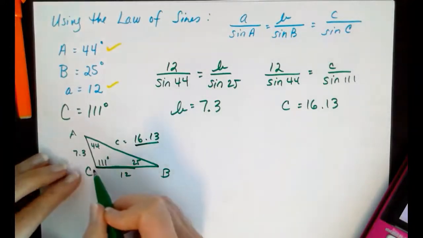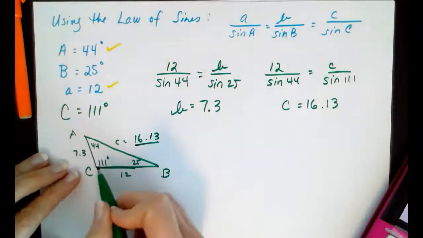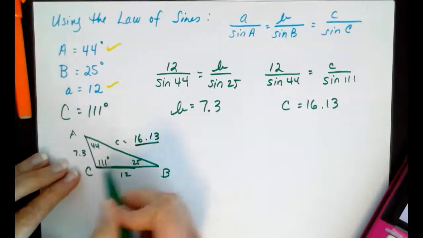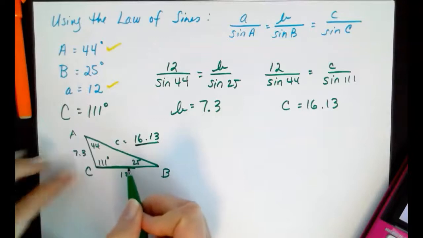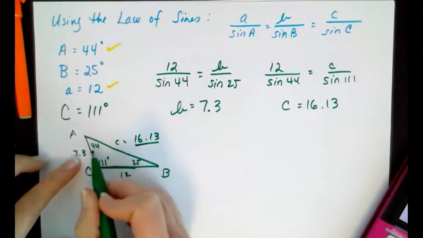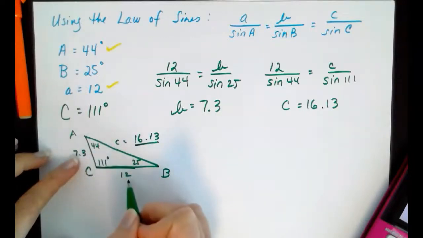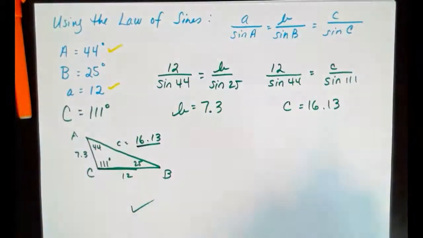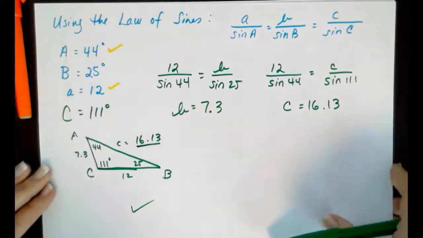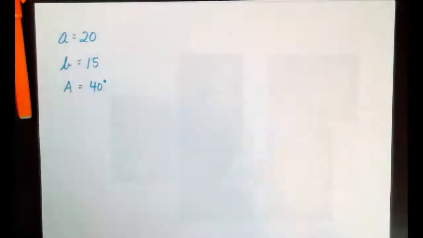And of course, let's go back and be sure our answers make sense based on the information that we know. The greatest angle is going to project the largest side, so 111 projects a side that is 16.13. 25 is the smallest angle, it's projecting the smallest side, and then A, 44, is projecting the medium size. So, looks good, all makes sense. That is a simple example of using the law of sines.